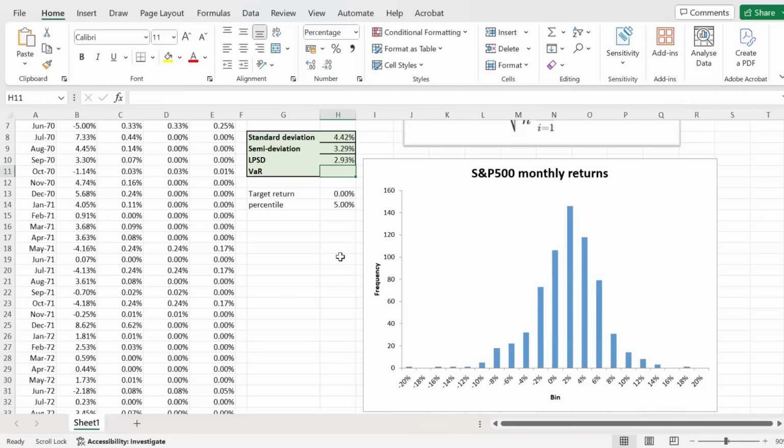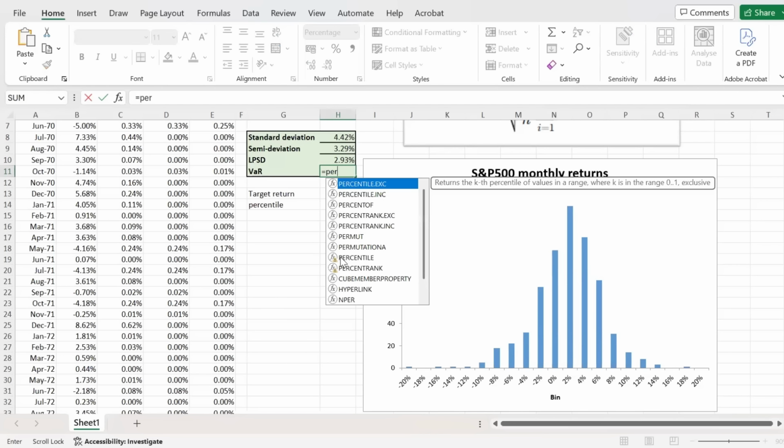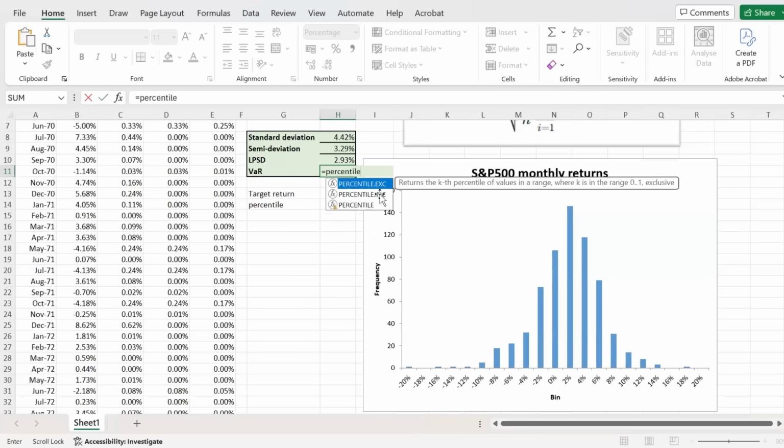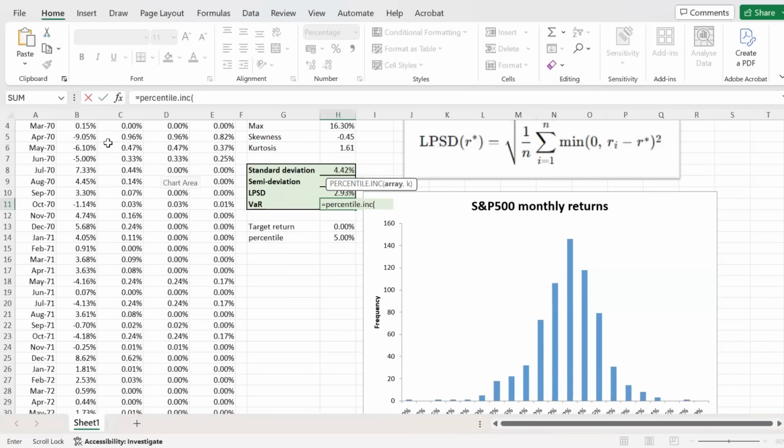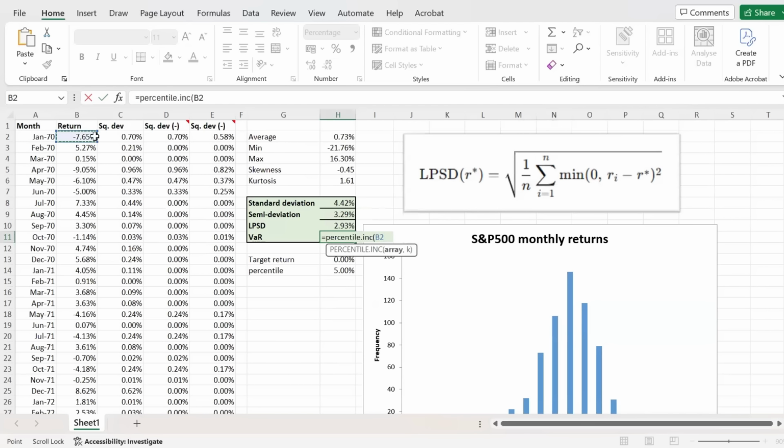So let me show you what it is, and then it will be actually easier to interpret. We are going to use this percentile function. You can either use the one excluding the cutoff point or including it. I'm going to use the one that includes it, but again, it won't make a huge difference, especially if you have a large sample. So you need to select your array. Basically, you need to go back to our return series. I think it was 661, if I'm not mistaken. And then you need to select your K. This is your cutoff point, okay?